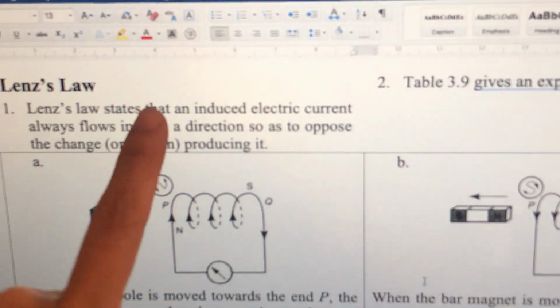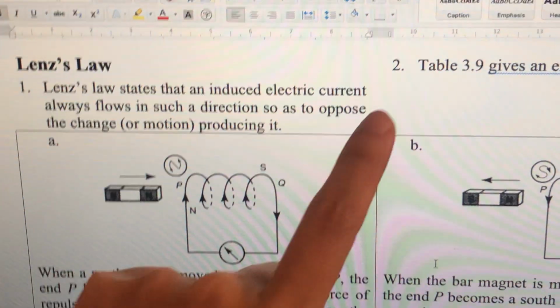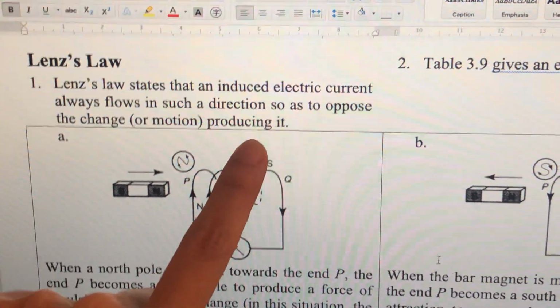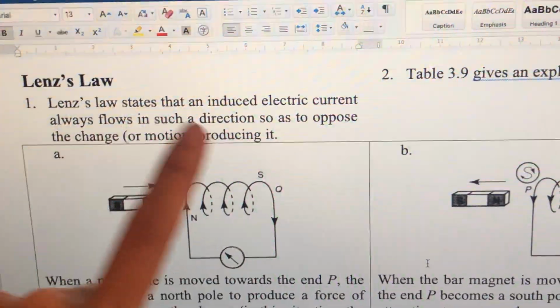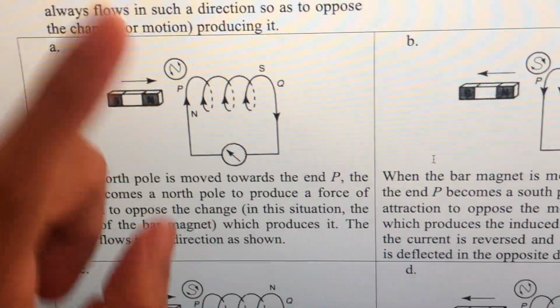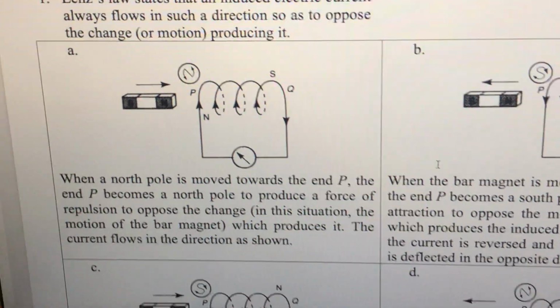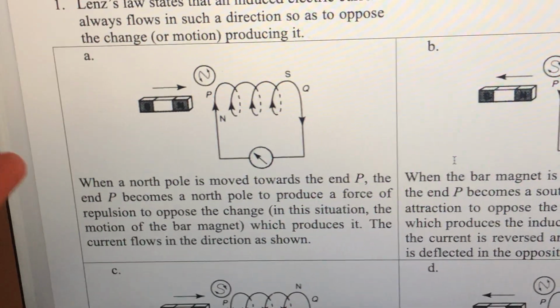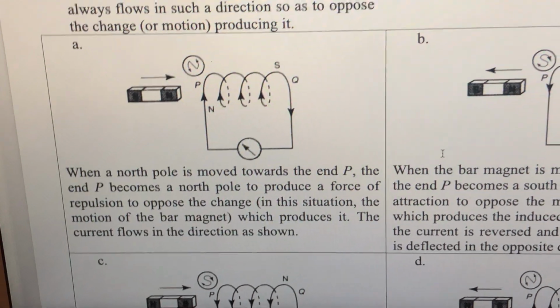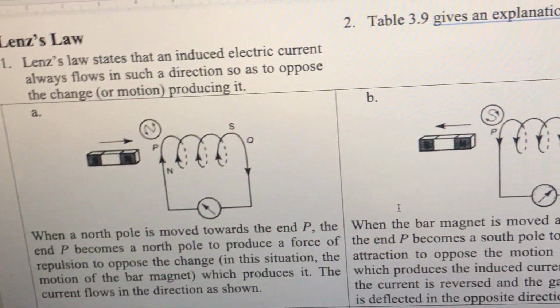Okay, Lenz's law states that the induced current will flow in such a way that it opposes the change that is causing it. So the current that is produced tries to avoid change. It's just like inertia, you don't want to change. If you are sleeping, you will sleep forever unless there is an external force, right? If you are talking, you will talk forever unless someone stops you from talking, right?